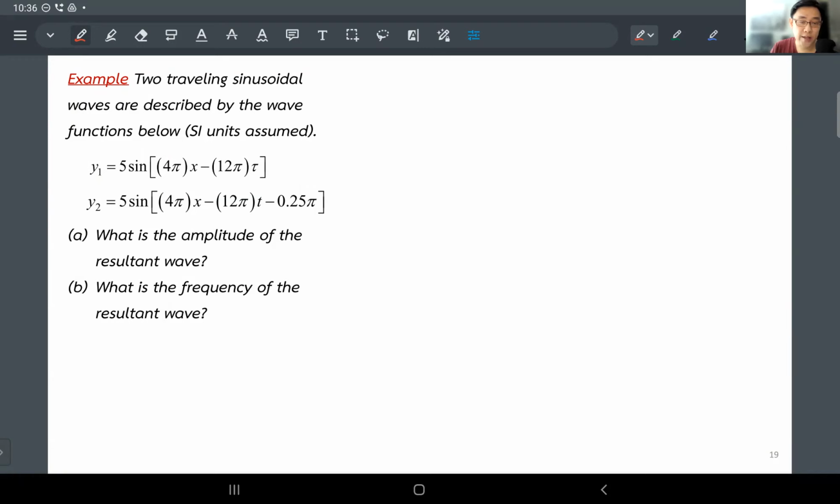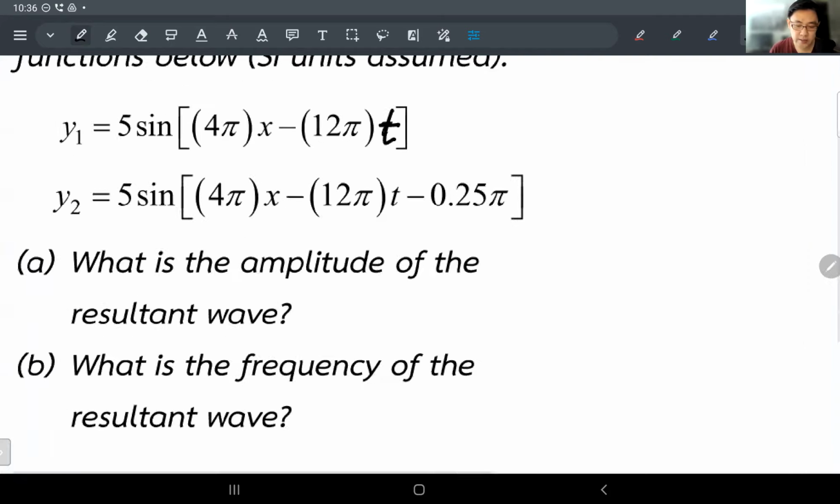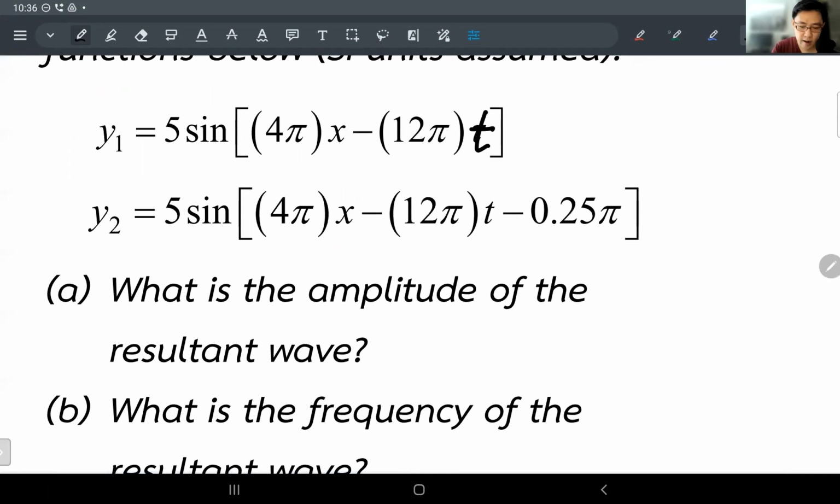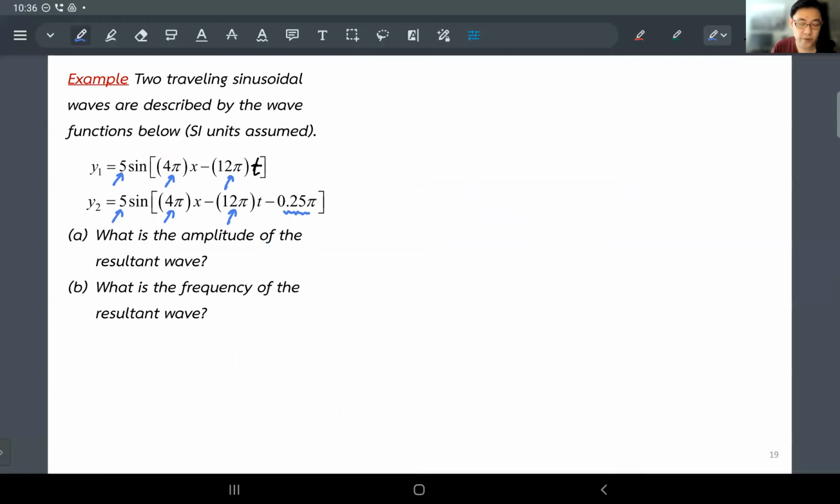So you have y1 and y2, and I think there's a typo here. There's no tau here, it's just t. Okay, now when you take just a glance, that is good. Same amplitude, same wavelength, same omega, same frequency. There is just a phase difference a little bit. It's fine. Okay, just a little bit off, but that's okay. So what is the amplitude of the resultant wave?